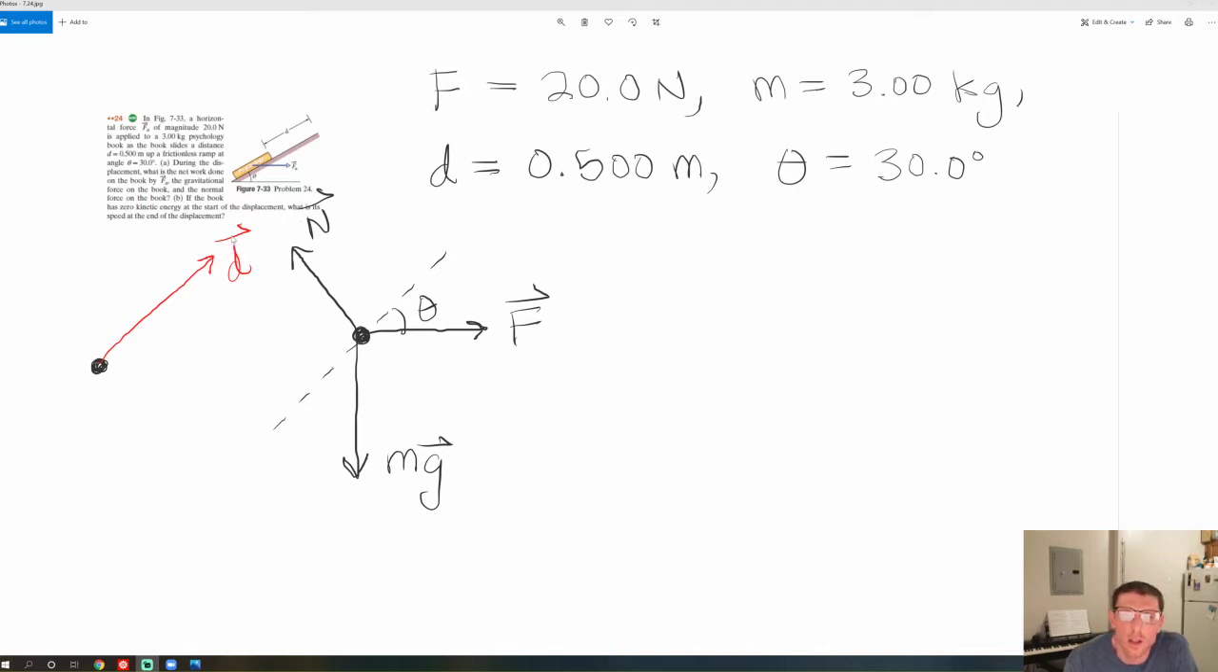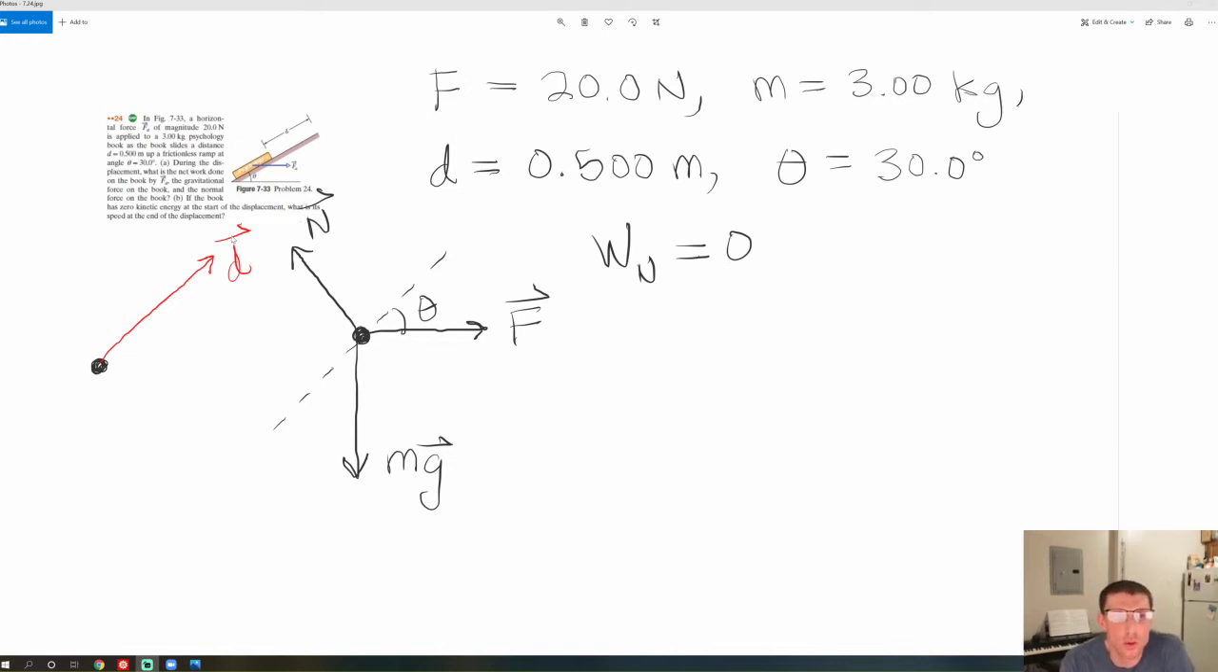And so let's first solve for the work done by the normal force. The work done by the normal force is the easiest part of this problem because it's just 0. And the reason for that is the normal force, as hopefully the sketch makes clear, is perpendicular to the displacement vector. So we can just say that the work done by the normal force is 0. So that's not so bad.